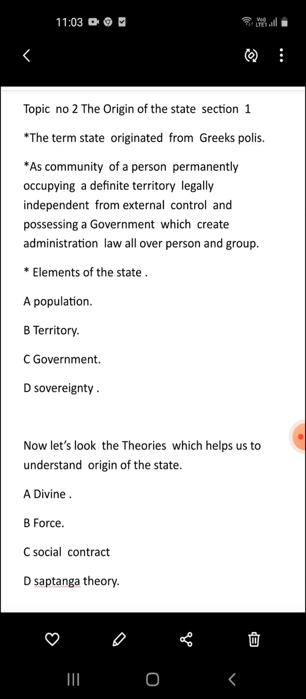So this is all about the origin of the state, definition, important elements, and the theories.